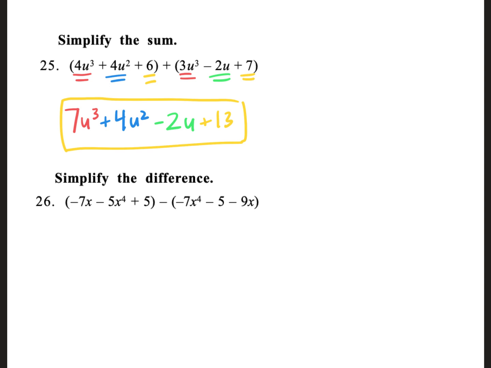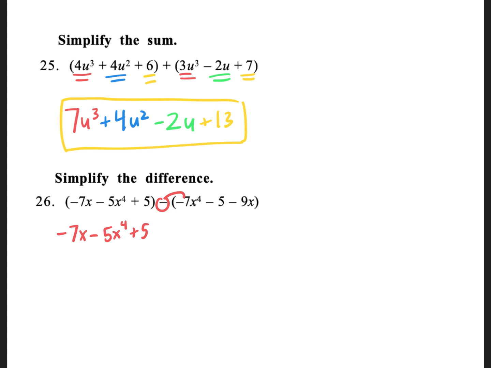For number 26, we're simplifying the difference. The only thing that changes is we have to distribute the negative to my second polynomial. So the first one's going to stay the same, negative 7x minus 5x to the fourth plus 5. And then we're going to take our negative and distribute. Again, when I do that, my signs flip.